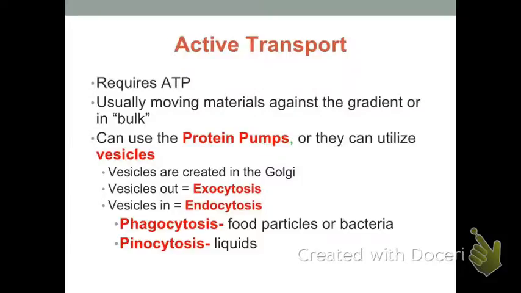There's two types of endocytosis: phagocytosis, which is food particles or bacteria coming in, and pinocytosis, which is liquids coming in. So there's a lot of vocab words on that slide that you definitely need to know, so it's probably worth starring and underlining those, and making sure that you know what those are.